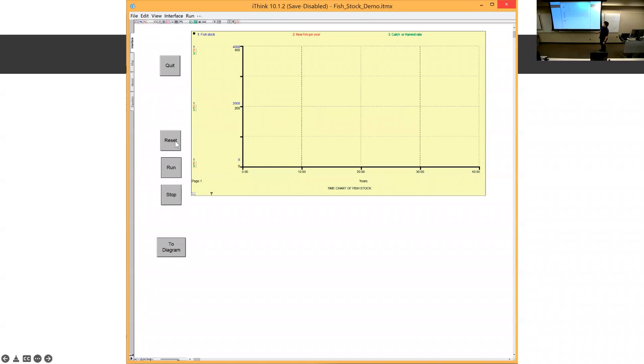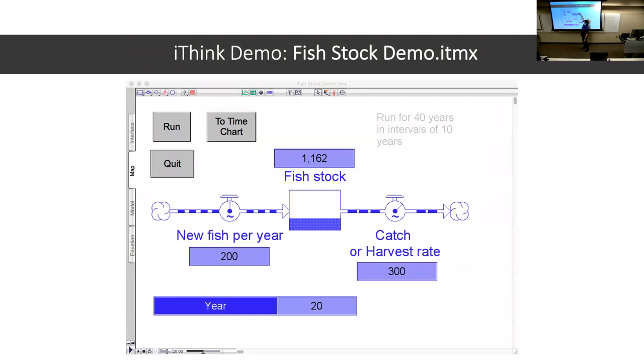I can see that I've got a fish stock that I initialize the model in, I have new fish per year. So this is just a static regeneration rate. Every year you get 200 new fish. And then it says every year you've got 300 coming out. And so if you've got 200 going in and 300 coming out, then this initial quantity is going to deplete over time because there's more going out than coming in. There's no feedback here. So it's just going to constantly decline until you've got no fish left in your fishery.